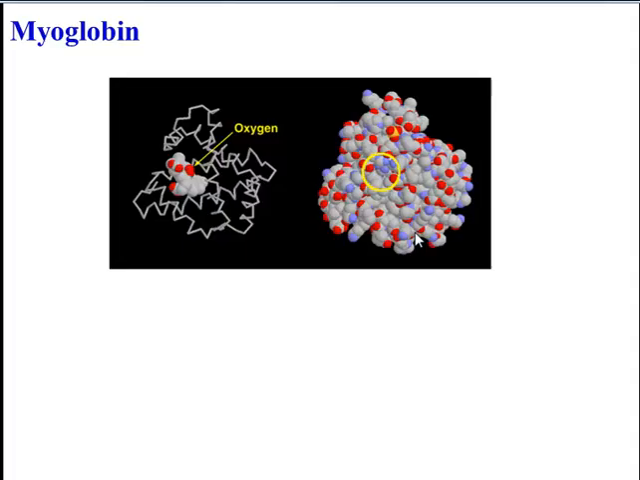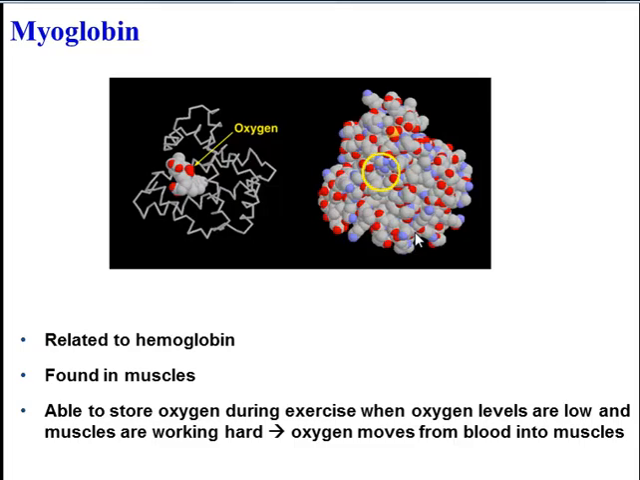Myoglobin is a protein related to hemoglobin. As you can see, it has a similar structure. But we don't find myoglobin in our blood, we find it in our muscles. And myoglobin is great because it's able to store oxygen when oxygen levels are really low in your body.